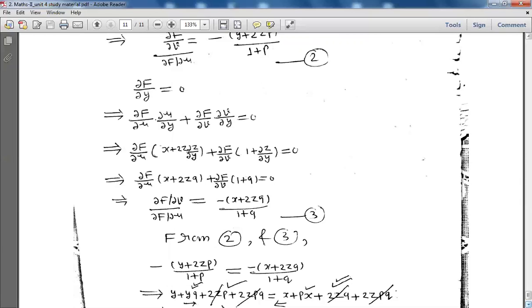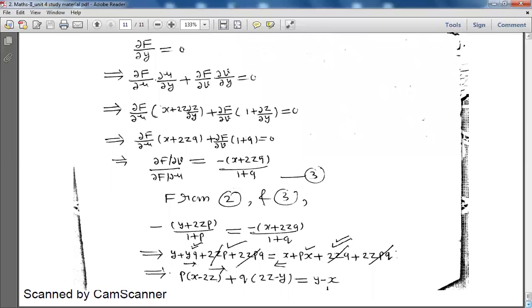Now equation number 2 and 3 give the partial differential equation with the elimination of the arbitrary function. Use equation number 2 and 3 and eliminate the arbitrary function. The result is −(y + 2z p) upon 1 + p equal to −(x + 2z q) upon 1 + q. Simplify, we get p(x − z) + q(z − y) = y − x.